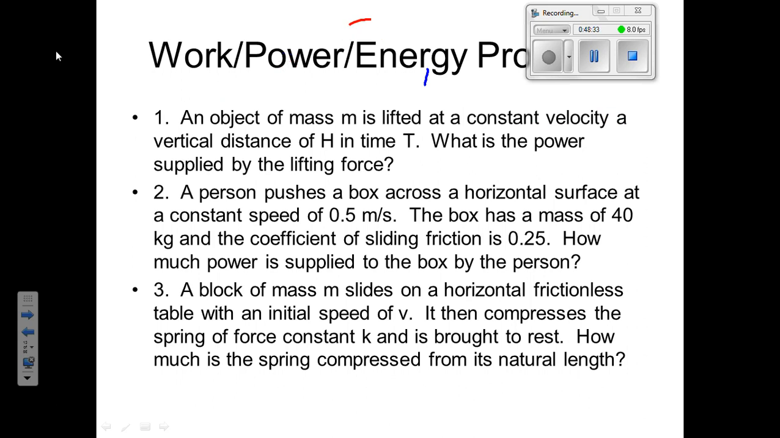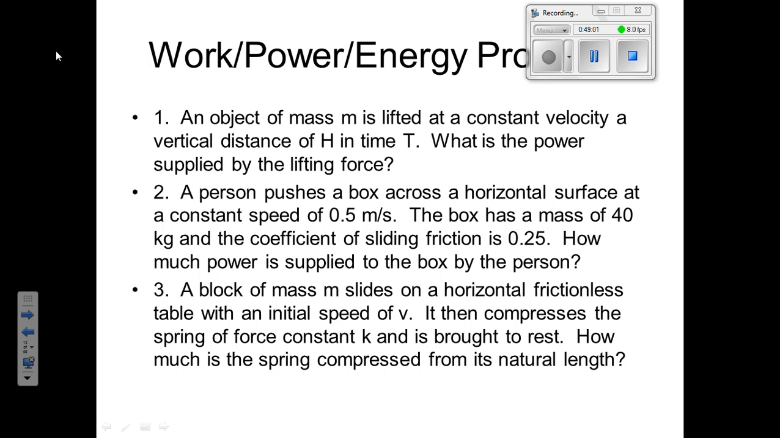All right, there are 2 more problems I'd like to do today. Number 3 first. A block of mass M slides over a horizontal frictionless table with an initial speed of v. It then compresses a spring of force constant K and is brought to rest. How much is the spring compressed from its natural length?